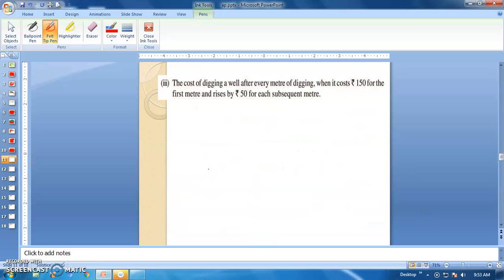The cost of digging a well: after every meter of digging, it costs 150 rupees for the first meter, and it rises by 50 for each subsequent meter. So initially the cost is 150 for the first meter, and for the second meter, how much? We have to add 50 more, so it becomes 200.